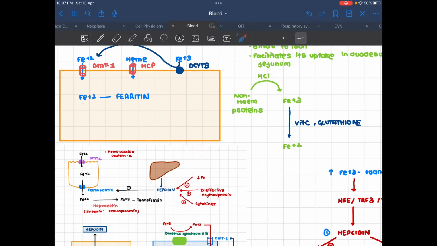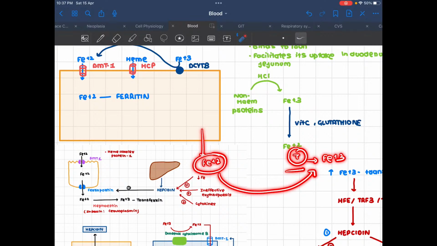Okay, very importantly, it's ferroportin. Once it is there in the ferrous form, the transferrin needs to bind to it, and it binds to a ferric form. So again, we need to convert your ferrous form into a ferric form. And how is it going to do that?